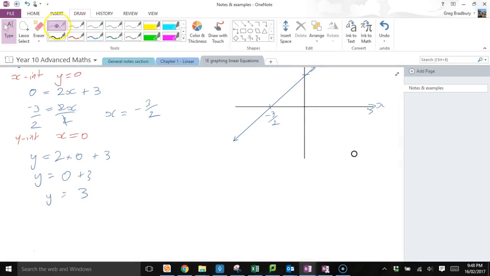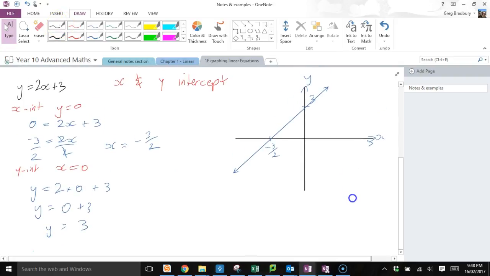Incidentally, I just wanted to talk quickly about how you may be asked what the coordinates of these points are. The coordinates for the intercepts are slightly different. If you're asked for the coordinates of the y-intercept, you would say that is 0, 3, because the x value is 0 and the y value is 3. The coordinates of the x-intercept are going to be negative 3 over 2, 0. Okay, that'll do for now.